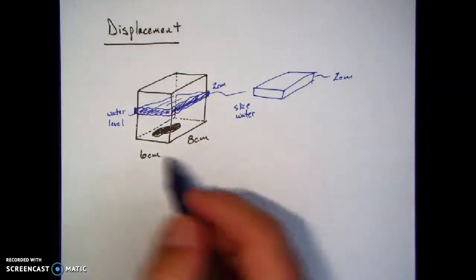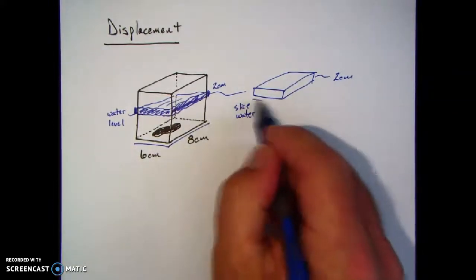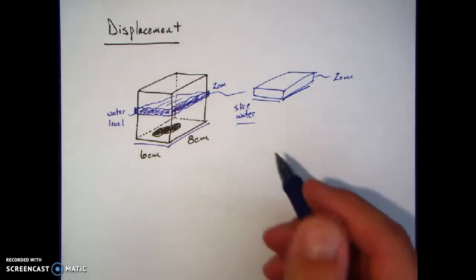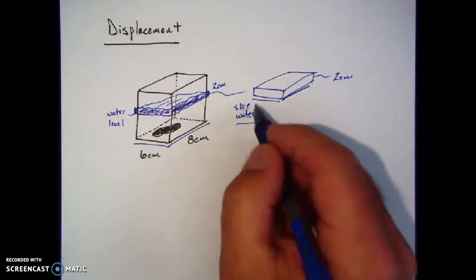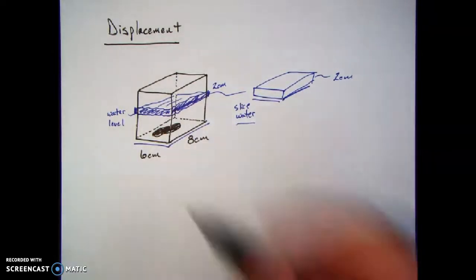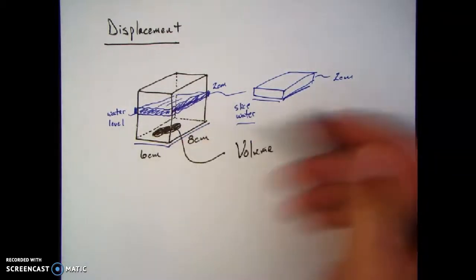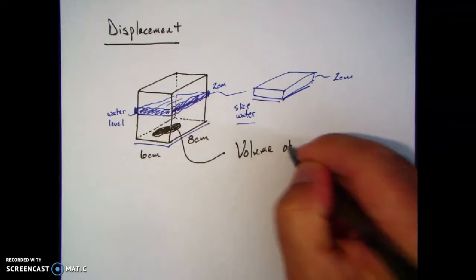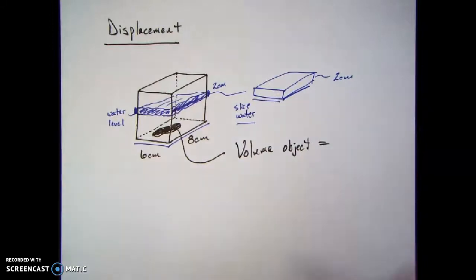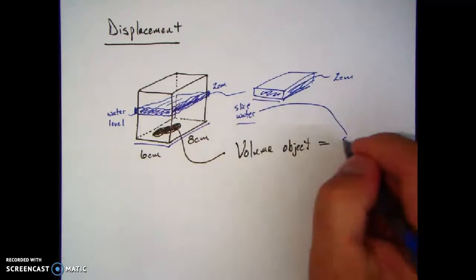And whatever our base was to begin with, that would give us our dimensions for the base of that slice of water. So as a result, when we're talking about the volume of this object, in this case the volume of this chunk of metal, that volume is going to be equal to the volume of this slice of water.